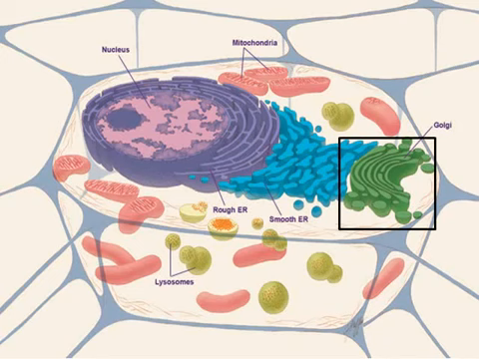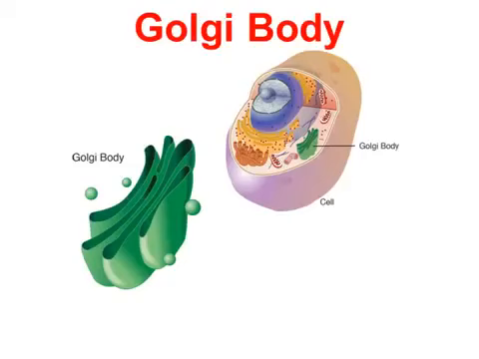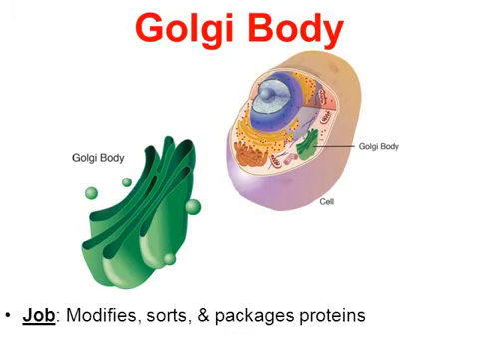So if we come back out here to our diagram, I've highlighted the flashing box of the Golgi body. Let's zoom on in to the Golgi body. You might often hear it called the Golgi apparatus or the Golgi complex. It's always going to be called Golgi because it's named after the scientist with the last name of Golgi who discovered it.